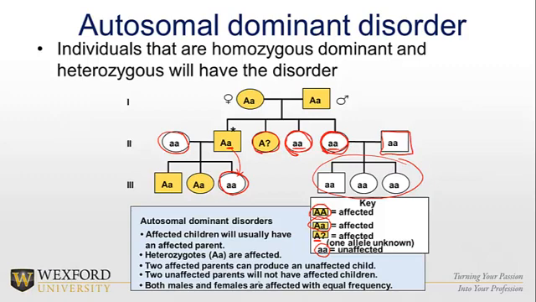Two unaffected parents will not have affected children. Once again, we saw that over here. If you're unaffected in this case, you are guaranteed to be homozygous recessive, which means all your children will be unaffected as well. And once again, same thing here, both males and females are affected with equal frequency. It is not a sex-linked trait.